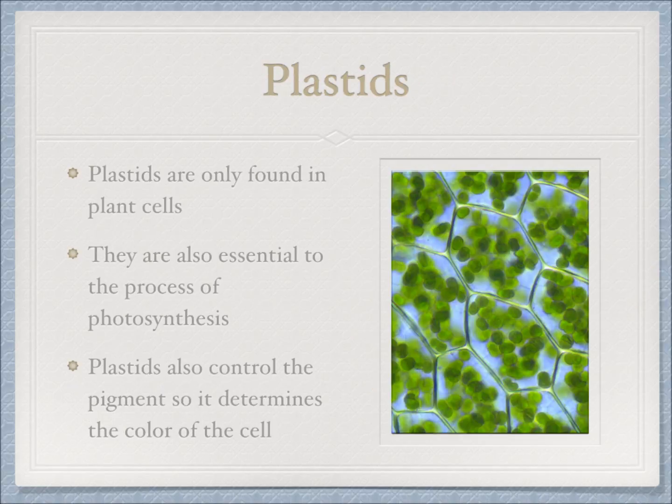Plastids. Plastids are only found in plant cells. They're also essential to the process of photosynthesis, just like the chloroplast. Plastids also control the pigment of the cell, so it determines the color.